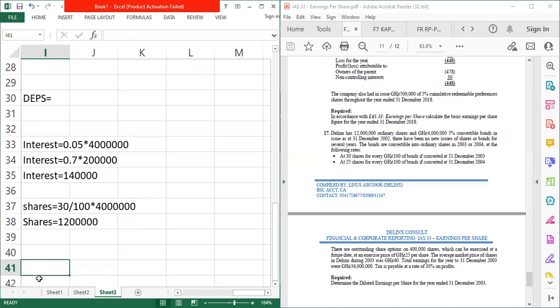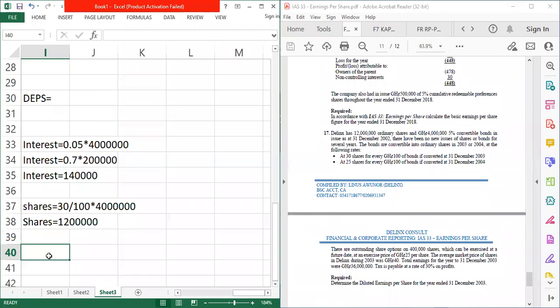Let's read it down. Which can be exercised at a future date at an exercise price of 25 per share. That is the exercise price. The average market price of the shares will give us 40.